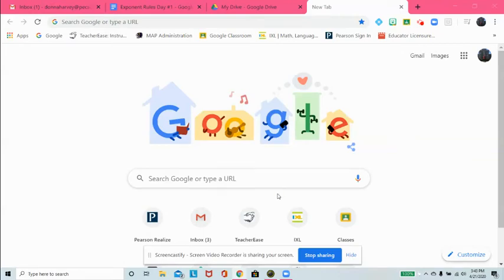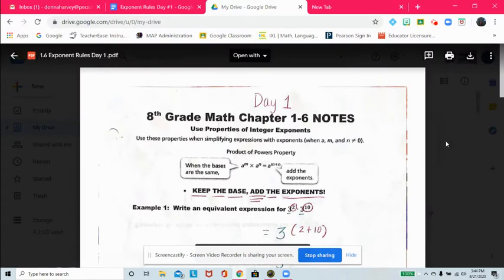Today we are going to start on exponent rules. So when you're looking at stuff, this is 8th grade math, chapter 1, lesson 6. We're going to skip the first part of lessons and go right to 6, and they're exponent rules. There are, I believe, 4 or 5 exponent rules, and we're going to take it kind of slow and do the notes slower.